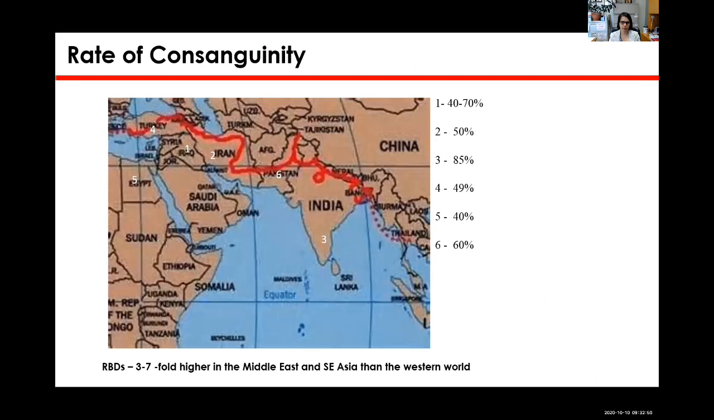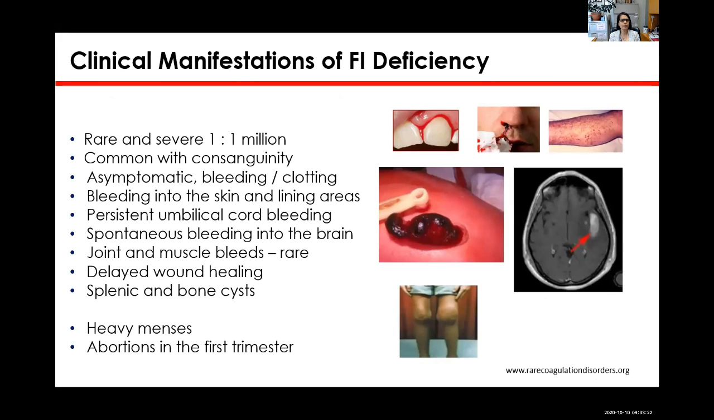And why is this? There's a very high rate of consanguinity in countries in the Middle East, as well as Southeast Asia, anywhere ranging from 40 to 85%. And this translates into a 3 to 7-fold higher prevalence of rare bleeding disorders in the Middle East and Southeast Asia as compared to the Western world. So it's always important when investigating a patient for a rare bleeding disorder to ask for a history of consanguinity, because that would help a lot of times in a better understanding.